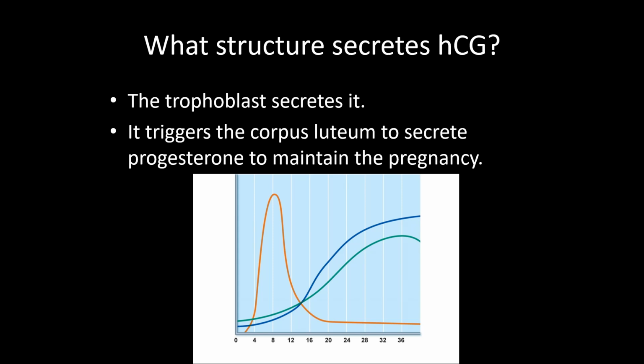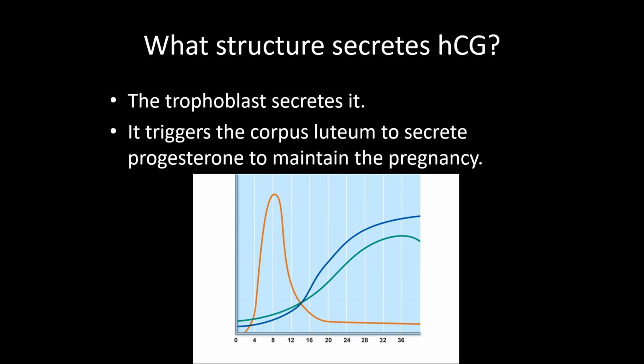What structure secretes human chorionic gonadotropin? So the trophoblast from the baby is what actually secretes this. HCG is the hormone that actually gets detected during a pregnancy test. So when you pee on a stick and it tells you you're positive or negative, it's really telling you whether or not you're making HCG, because the only natural time that hormone is found in a human body is when a baby is secreting it because you have made a baby.